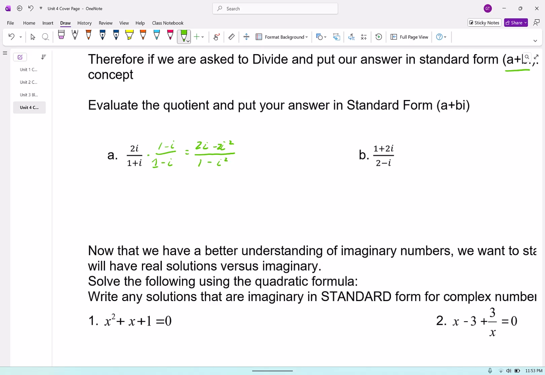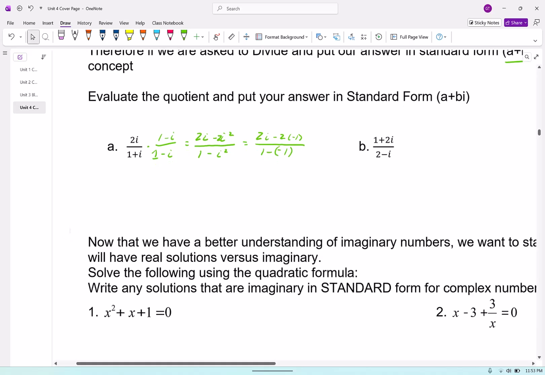Now I can convert some of these things because I have i squared. I'm going to keep 2i because I can't really break that down. Then this is going to be minus 2 times -1, just converting that i squared to -1, and the denominator is 1 minus -1. So now I have 2i, minus -2 becomes plus 2, over 1 minus -1, which becomes positive 2.